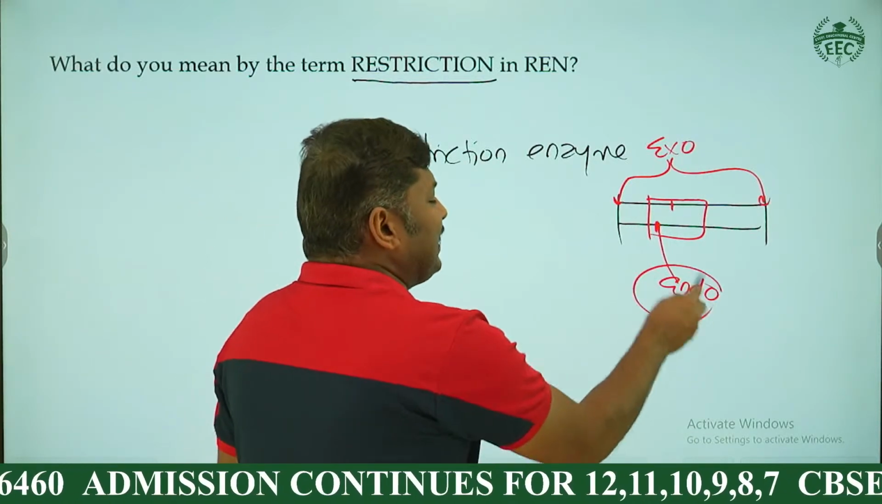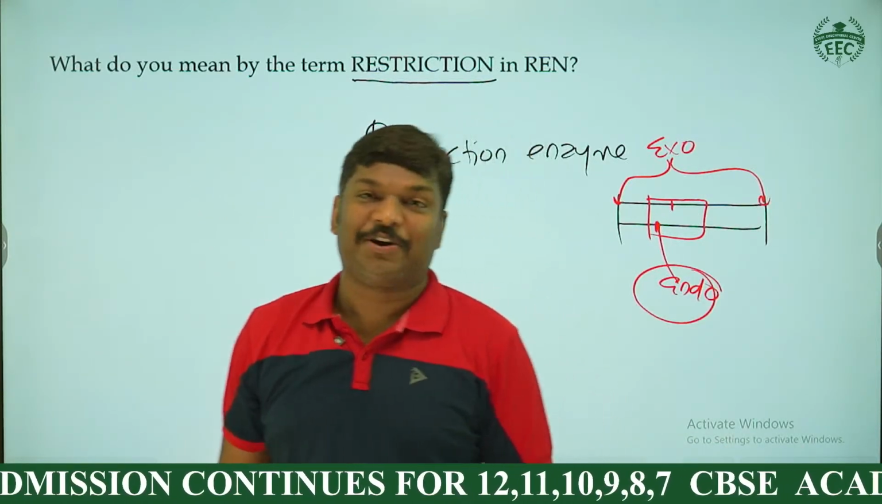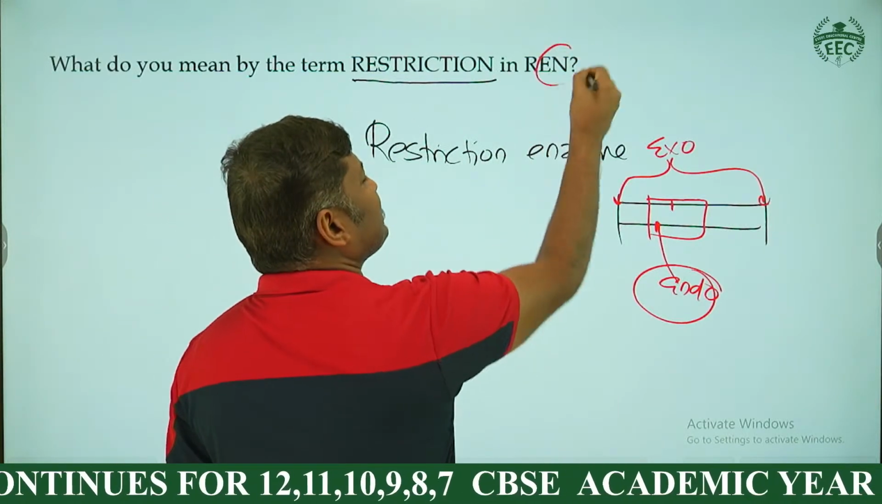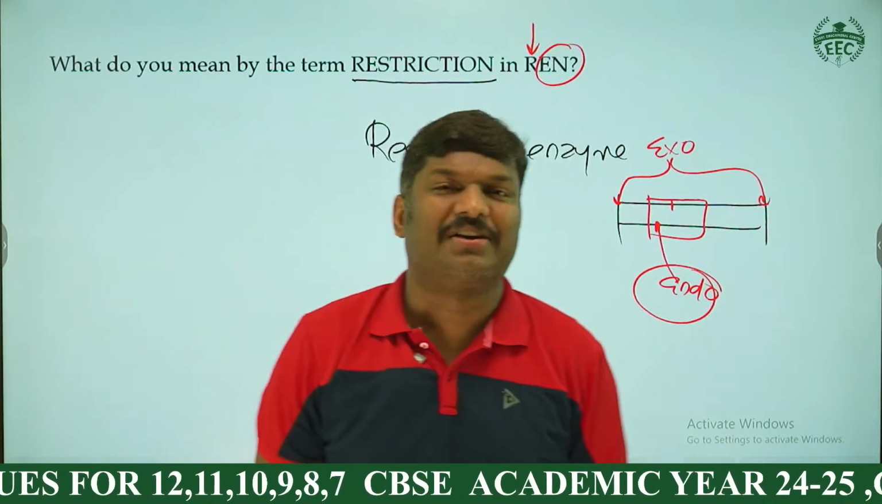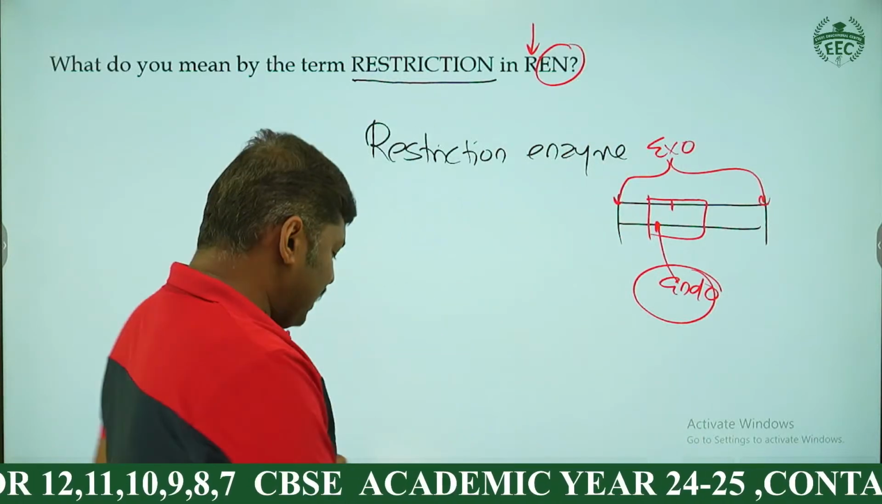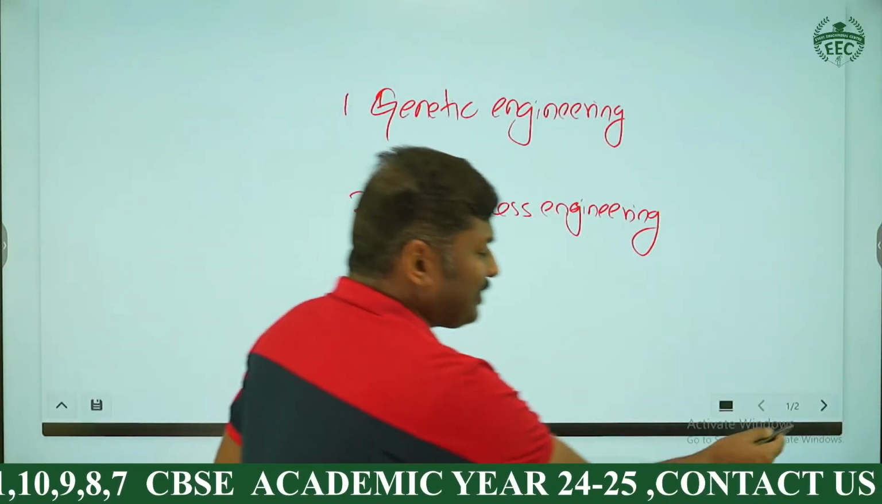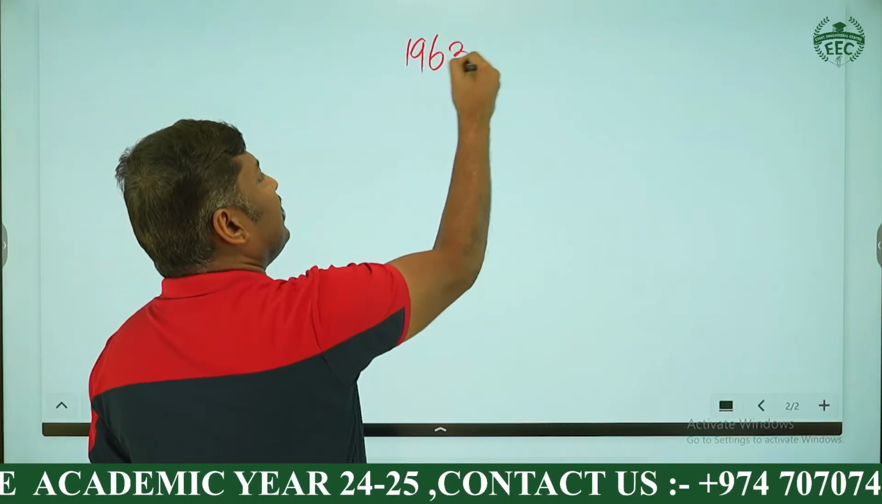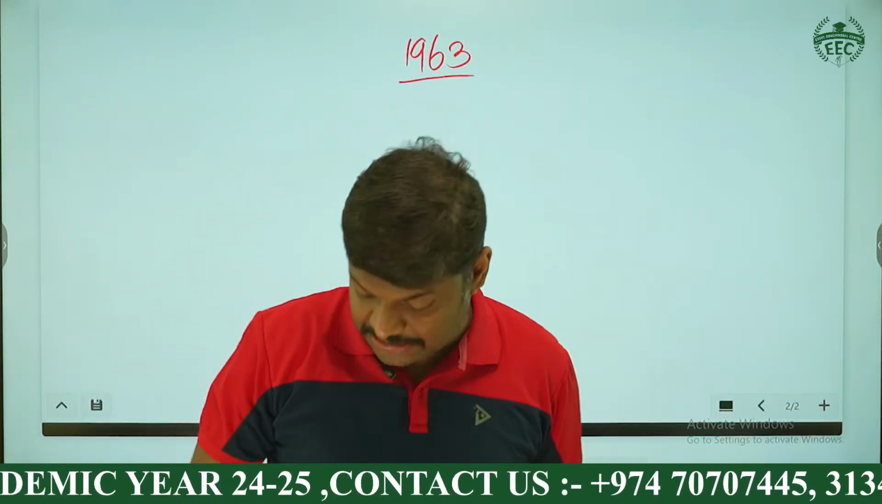And we need endonucleases for biotechnology. Why are these endonucleases also given the name restriction? What do you mean by the restriction? For that, I want to explain one concept, my dear students. Look at the board. In 1963, look at the board, my dear.